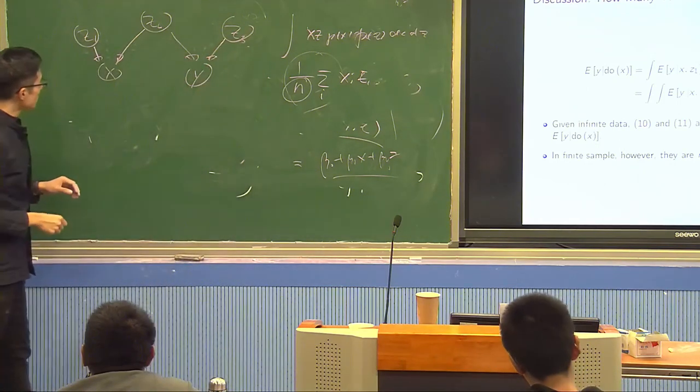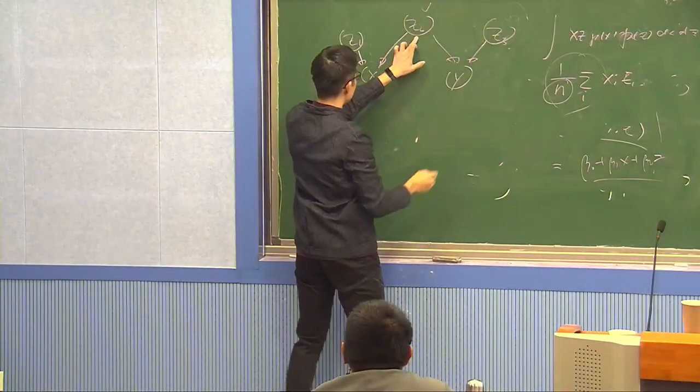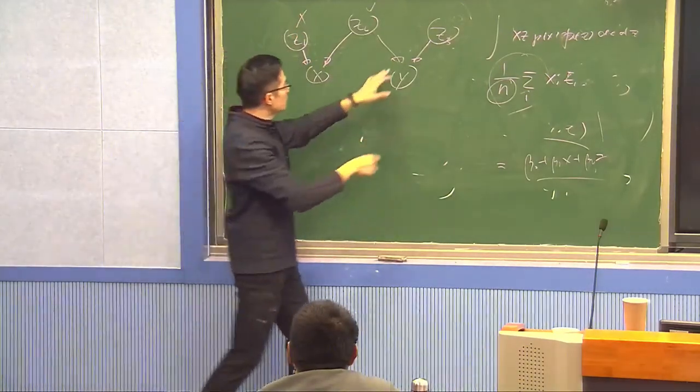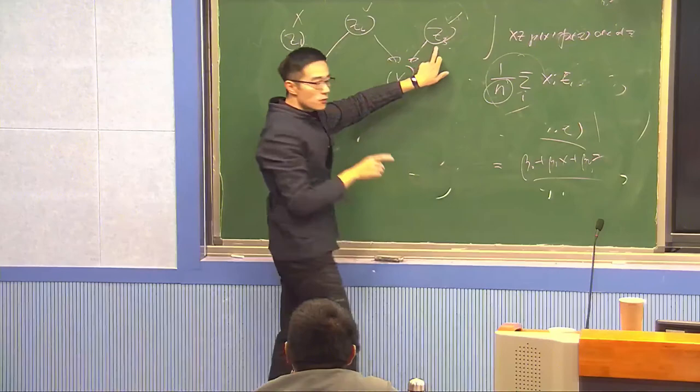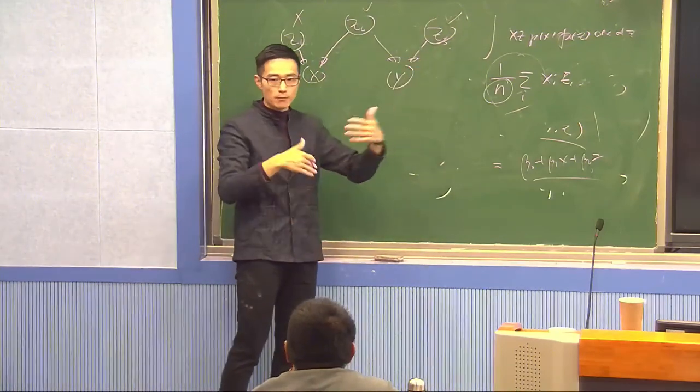Now, can you control for Z2? Yes, you have to control for Z2. Can you control for Z1? There's no need. If you add Z1 to it, no help. If you control for Z3, yes, it also may help. If you control for Z3, it can make your Y a better model.